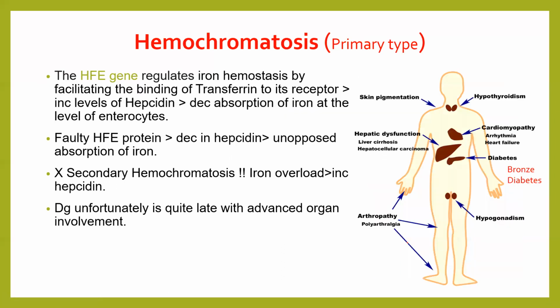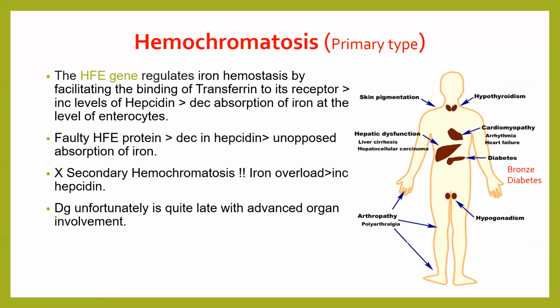Moving on to hemochromatosis. Hemochromatosis is a disease in which we have an overload of iron. And the hereditary form, which is the primary type of hemochromatosis, is because of a defect in the HFE gene. So the function of HFE gene is to facilitate the binding of transferrin to its receptor. And the activation of receptor is what is going to control the levels of hepcidin that's released. And hepcidin is a hormone which is responsible for decreasing the absorption of iron.